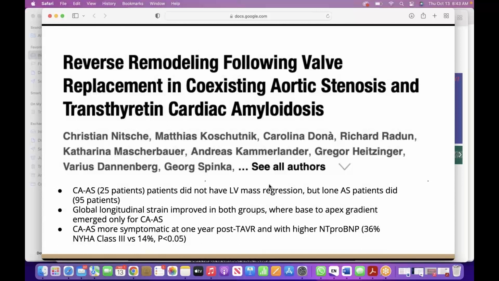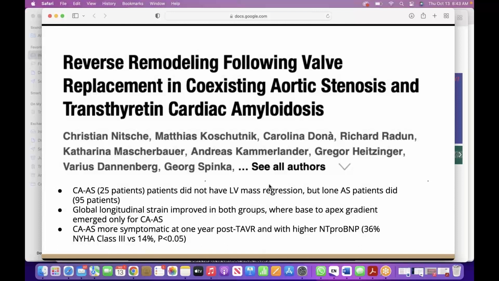In addition, global longitudinal strain improved in both of the groups, but after TAVR, the patients who had ATTR had another base to apex gradient appear. So even though prior to TAVR that kind of apical sparing pattern was not present, patients who have cardiac amyloid in addition to severe AS did have that gradient emerge after their procedure.